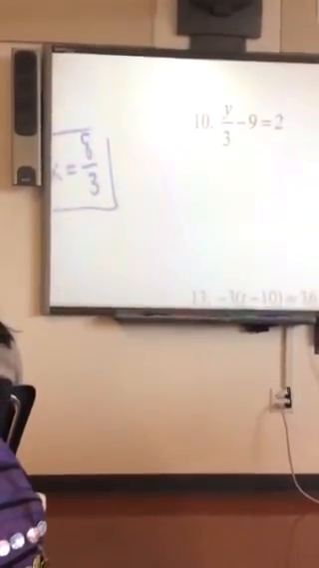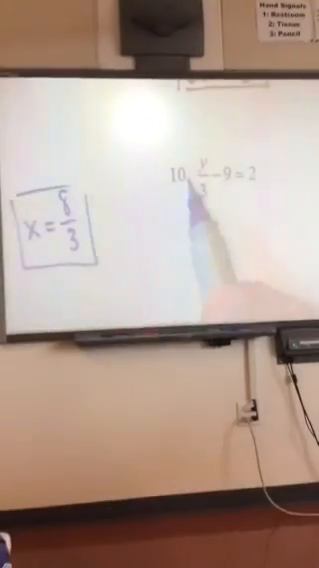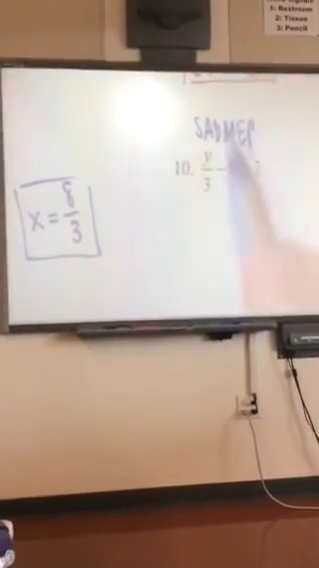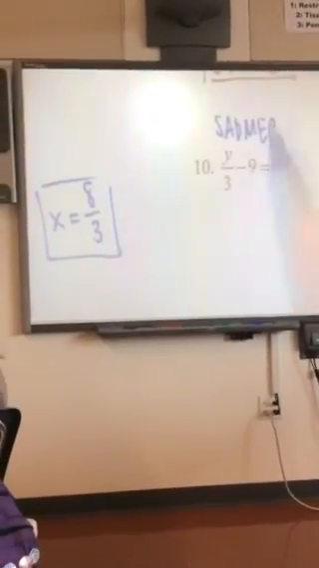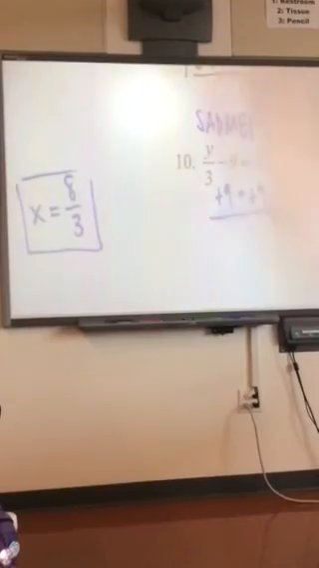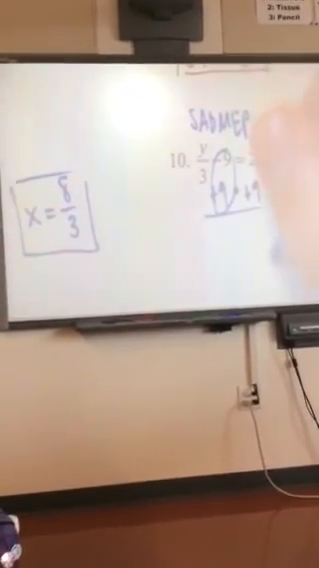All right, and then we've got this one here. Same idea, follow SADMEP. So the first thing I need to do, don't multiply by 3. That would come later, right? First thing we can do is we can add 9 to both sides. So let's add 9 to both sides. Negative 9, positive 9, that makes 0. 2 plus 9 on the right makes 11.